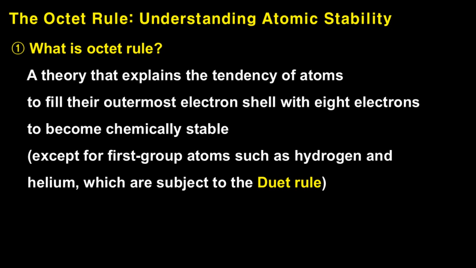So what exactly is the octet rule? It says that atoms tend to fill their outermost electron shell with 8 electrons to become chemically stable. A full outer shell, just like noble gases have, makes an atom more stable and less likely to react. But of course, there are exceptions. Elements in group 1, like hydrogen and helium, follow what's called the duet rule. Instead of 8, they're stable with just 2 electrons in their outer shell.